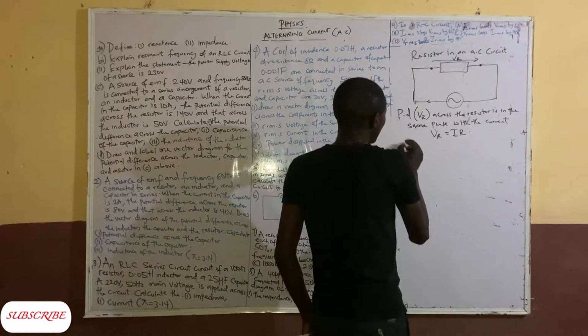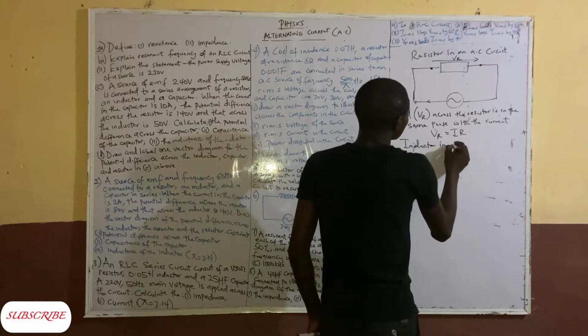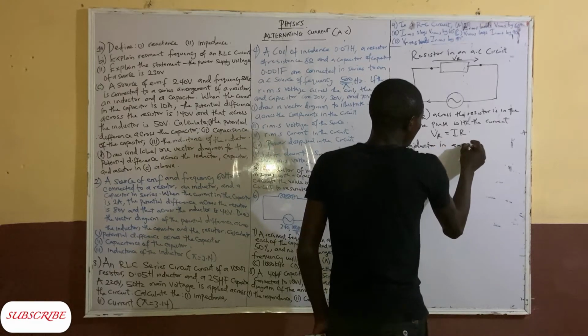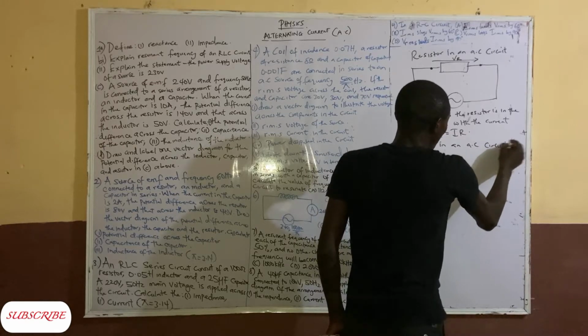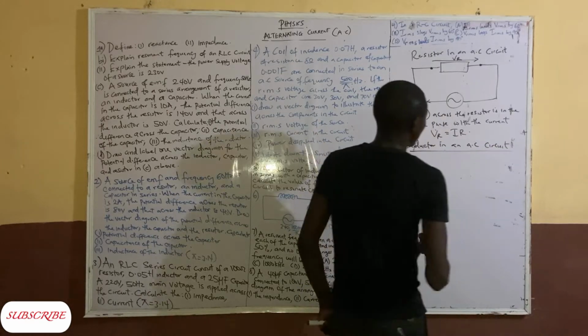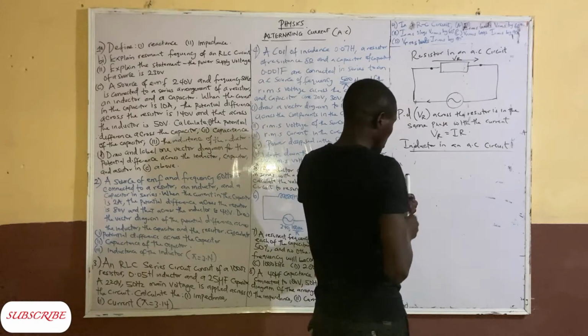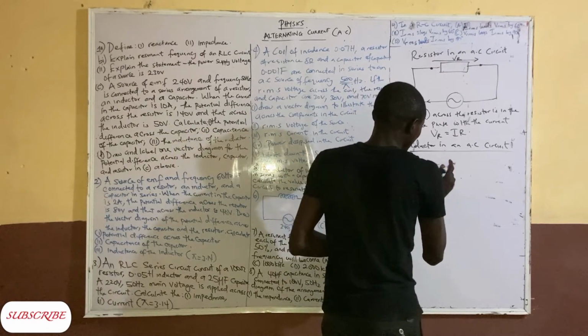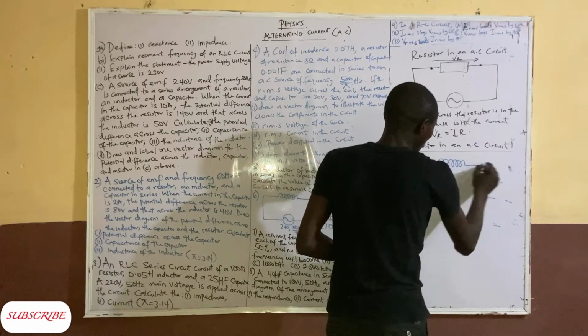But when you come to an inductor in an AC circuit, an alternating current circuit. Now, when you look at this one, an inductor is represented by a coily line. So this is the symbol for an inductor.